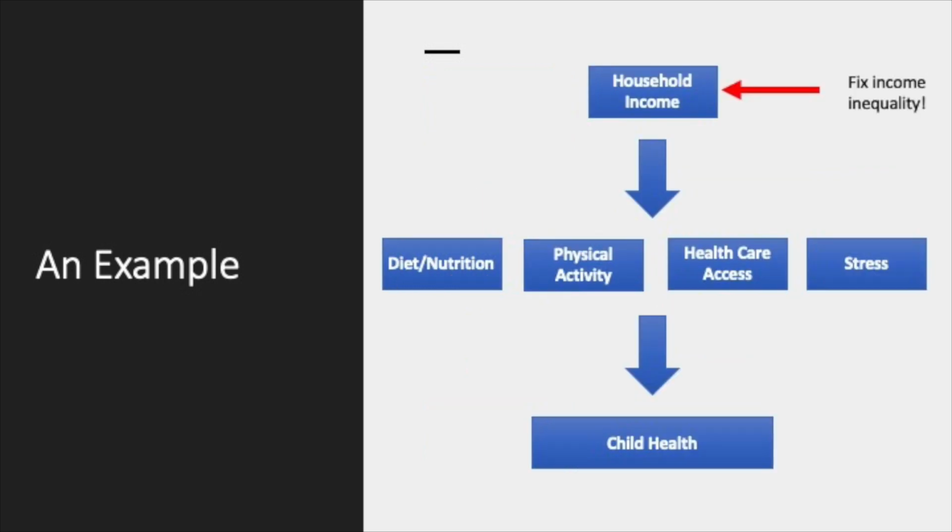Now, Link and Phelan are going to say, not so fast, right? You may have solved the nutrition issue, but household income is linked to child health through multiple intervening mechanisms, or we might call these multiple proximal determinants of health. It's not only diet and nutrition, but it's also physical activity, healthcare access, maybe exposure to stress. And this is not a complete list, there are a number of ways in which household income is linked to child health.